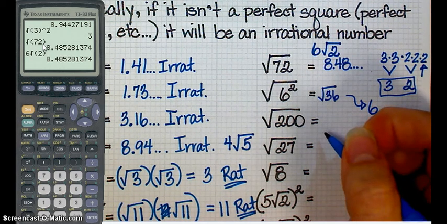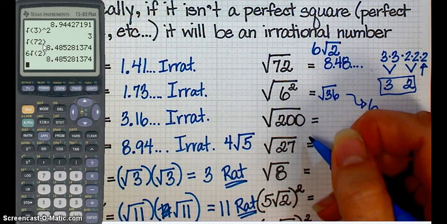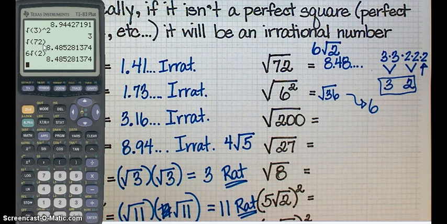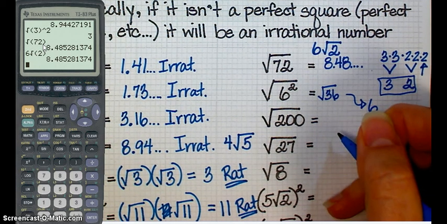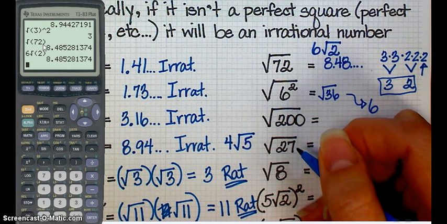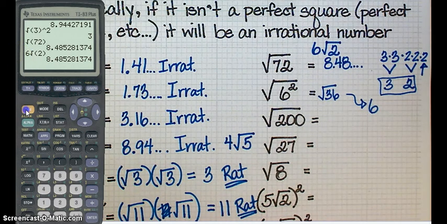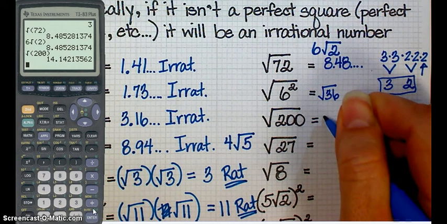Square root of 200. Again, I know that, let me see, 13 squared I know is 169. 14 squared is 196. 15 squared is 225. So square root of 200 sits between 14 squared and 15 squared. It's obviously not going to be a perfect square. So when I take the square root, I am going to wind up with an irrational number. 200. Enter. Yep, something between 14 and 15.